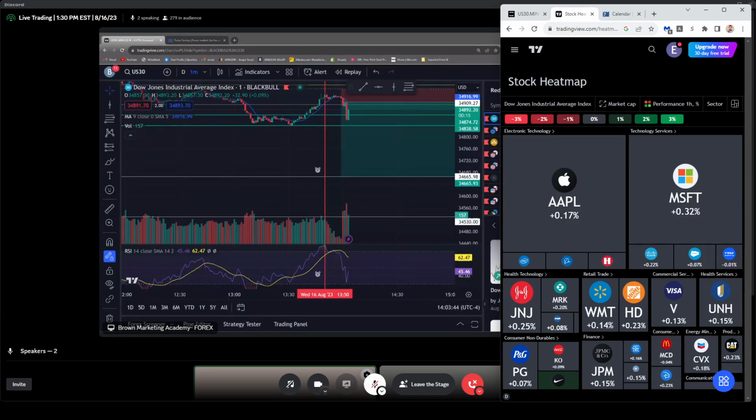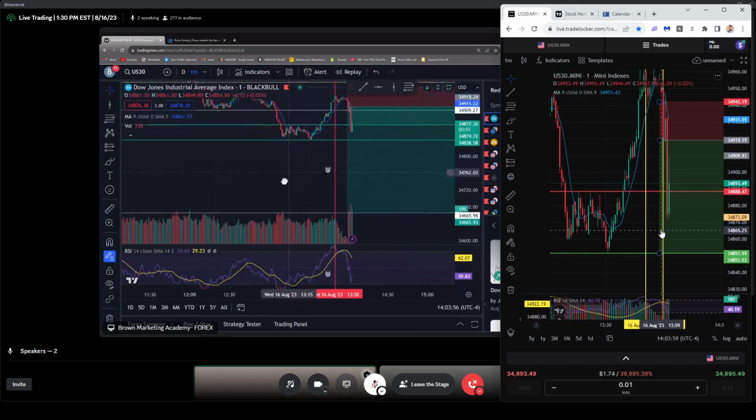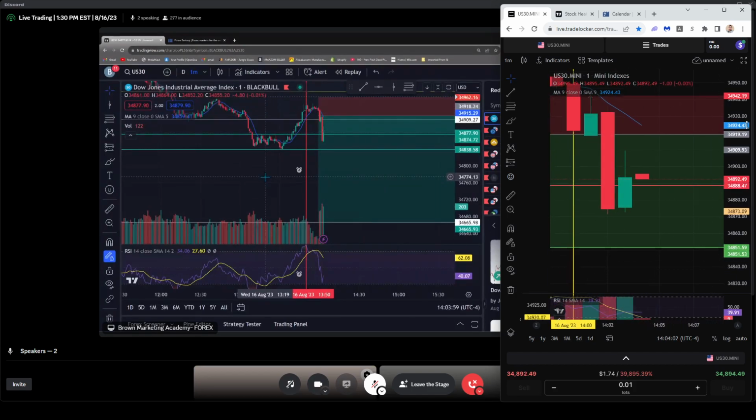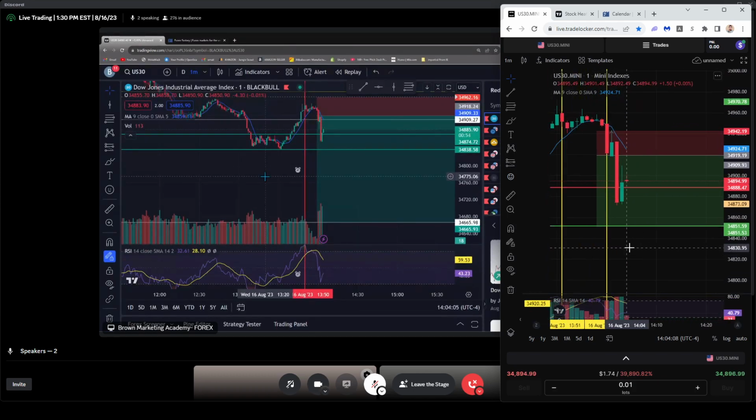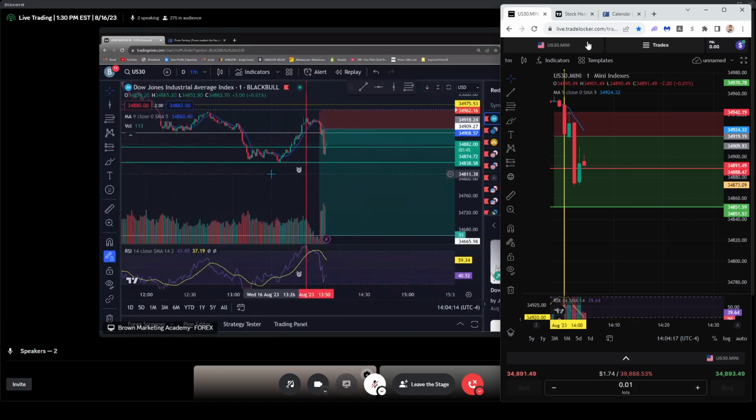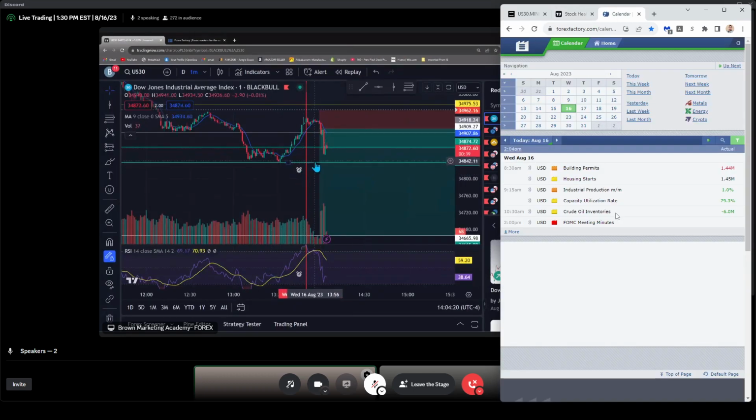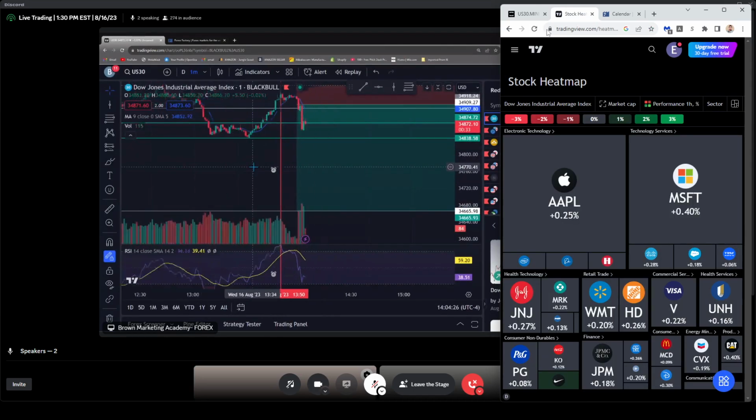Let me check the 4 hour. 4 hour looks neutral. Let me check the 1 hour. 1 hour looks neutral as well. Yes, we're still in. We really needed to break this area right here where they have strong support. Once this area is broken, it should head straight down to TP.